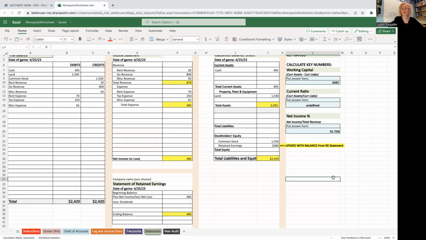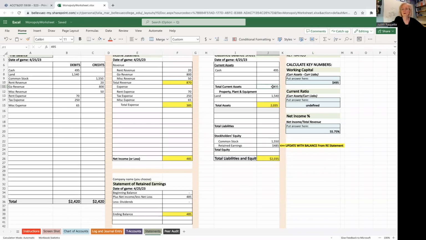Good. All right. So you could do it for working capital too. So go up to working capital. Where am I looking at? So we're over in cell L9, column L. Right there where it says 495. Maybe it's L10. Right here.